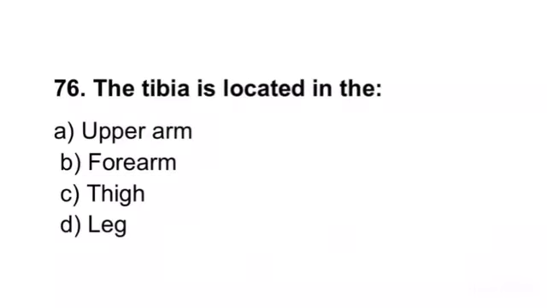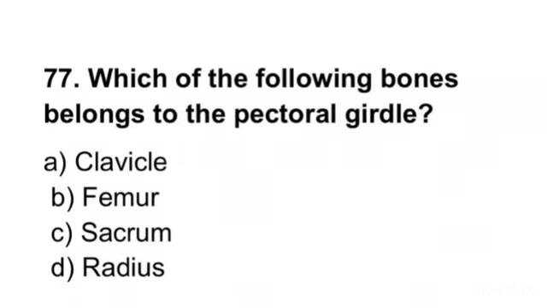76. The tibia is located in the A. Upper arm. B. Forearm. C. Thigh. D. Leg. Answer, D. Leg.